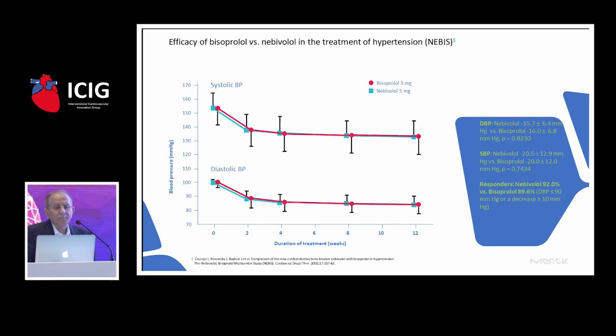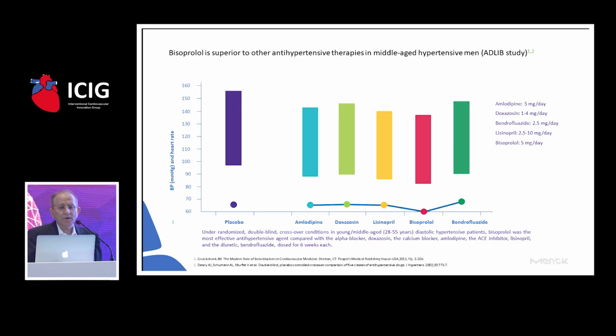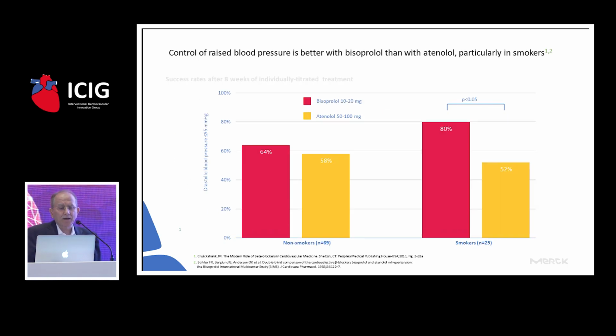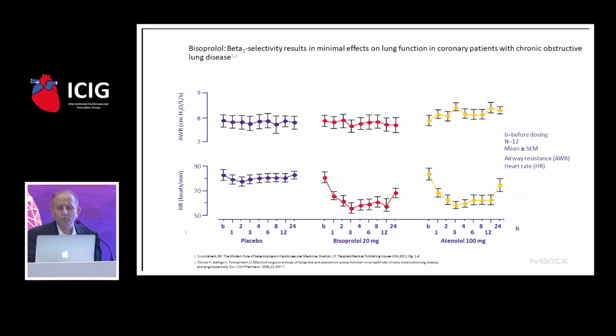This is to show the comparison between bisoprolol and nebivolol, the cardioselective vasodilator beta blocker, to show that they have similar effects concerning 24-hour blood pressure control. And bisoprolol is superior to other antihypertensive therapies in middle-aged hypertensive males. And again, if compared to atenolol, it showed more selective control.